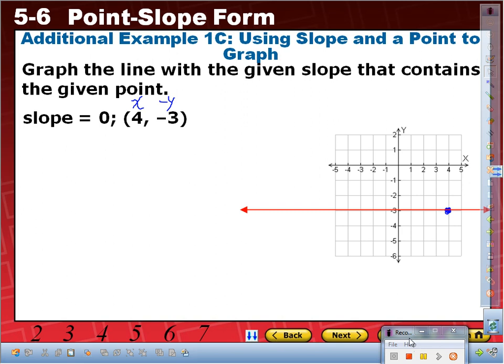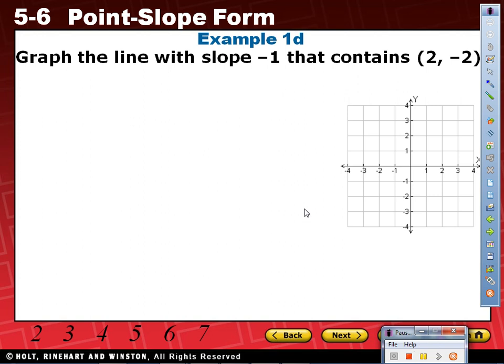Okay? All right? So let's do one more, last one. Copy this next one down, please. Same one. All right, so this one is example 1D. They give us the slope -1 and the point 2, -2. So I want you to graph me the line that contains that slope and goes through that point. Go.